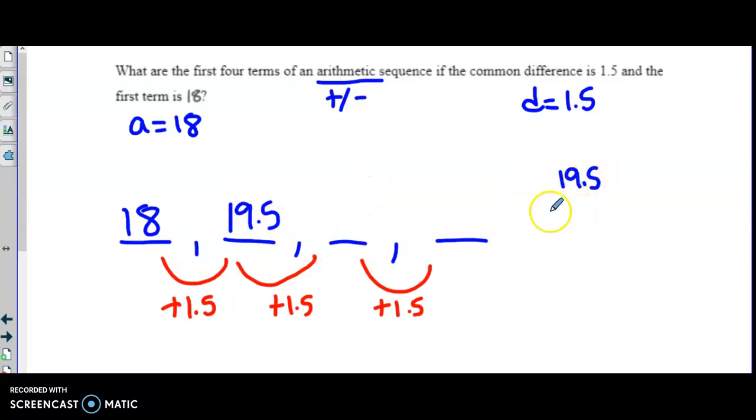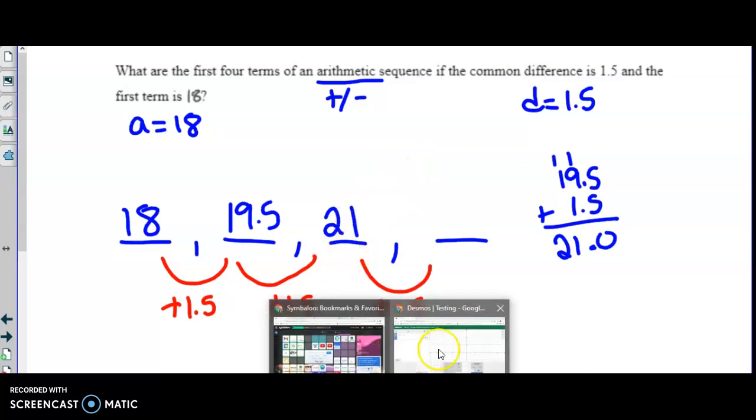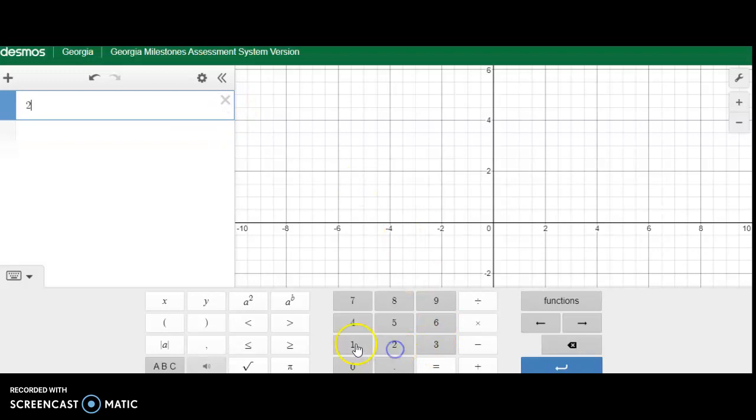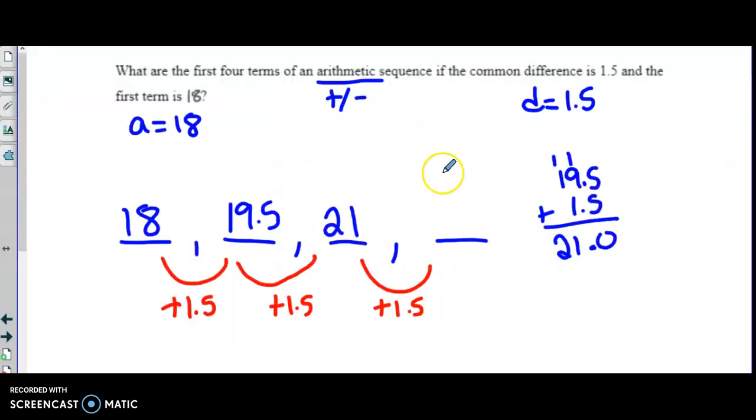And I'm just going to show you, if you don't want to use your calculator, we can just use our brain as well. 5 plus 5 is 10, carry the 1. 9 plus 1 is 10, plus 1 is 11, carry the 1. So you could add it that way and you would get 21. You can put the 0.0 if you want to. If adding that way stresses you out, then just go to your calculator and do 21 plus 1.5. However you want to do it, we just need to know that we are adding the common difference. So we're adding 1.5 every time. So 22.5. All right, so those would be the first 4 terms.